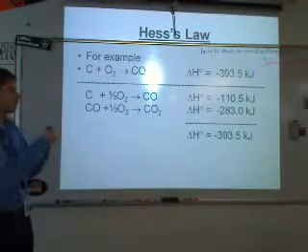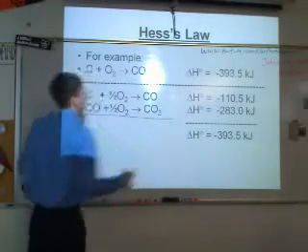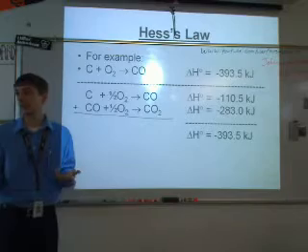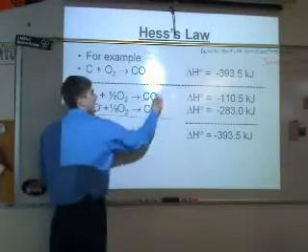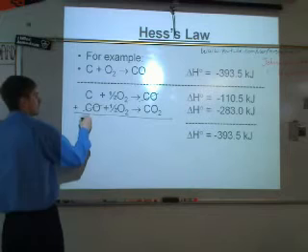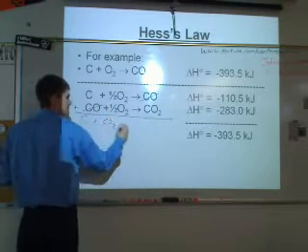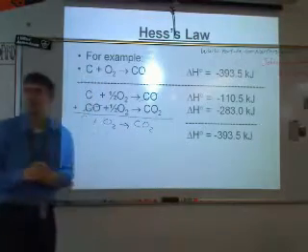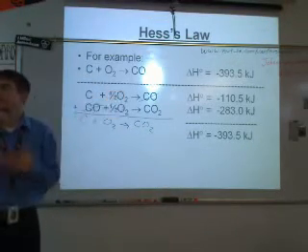Because then what you do here is you add them together, and if there's anything on both sides, they cancel out. So for instance, here, carbon monoxides both cancel out. So you're left with a carbon plus 2 halves, which is a whole oxygen, gives you carbon dioxide. But why wouldn't you cancel out the O2? Because they're on the same side. Oh. So they add together.